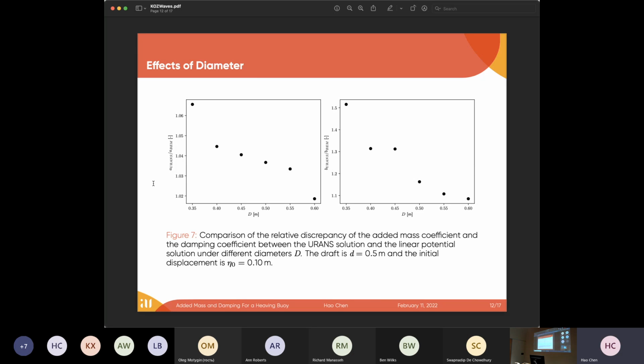So for the added mass, we can see that if we further increase the diameter of this cylinder, it reduces from 7% to probably 2% something, but the damping actually reduced significantly. So the viscous damping reduces from 50% to almost 10%. But even when the diameter reaches 0.6 meters, this 10% is not a really small number compared with the potential damping due to the free surface.